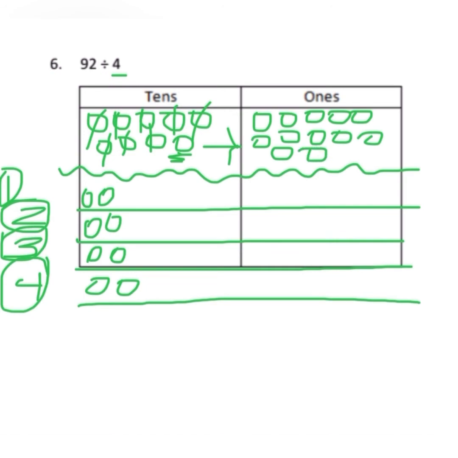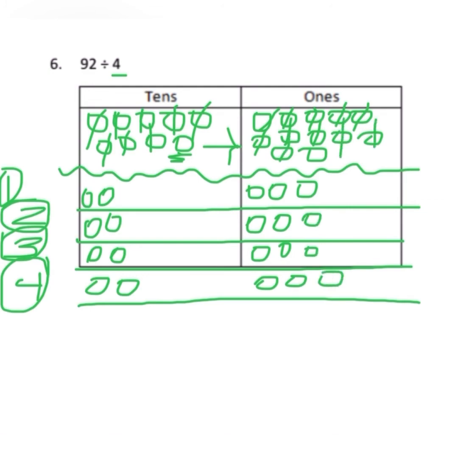Okay, now once again, I need to split my discs between the 4 lines until I can't split them anymore. 1, 2, 3, 4. 5, 6, 7, 8. 9, 10, 11, 12. As you can see, I used all of my discs, so I do not have a remainder for this one.